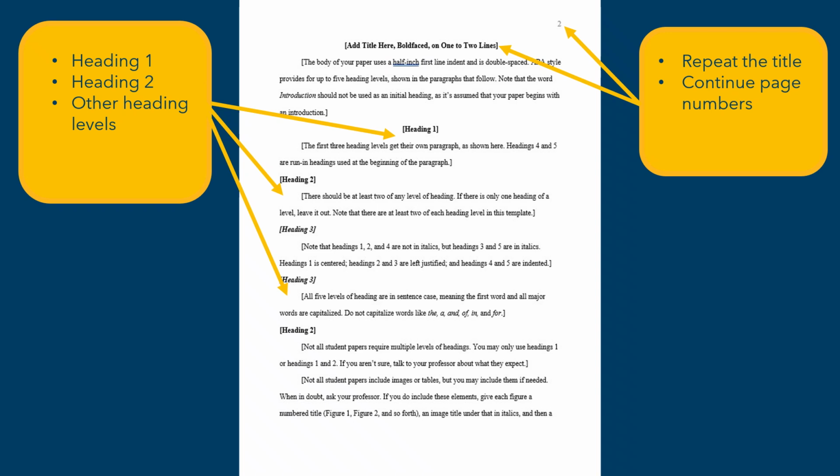Student papers generally use Heading 1 and Heading 2 levels. Heading 1 is centered and bold. Heading 2 and all other headings are left justified. Heading 2 is bold, and Heading 3 is in italics. Check with your professor if you have questions about using more than 2 heading levels.